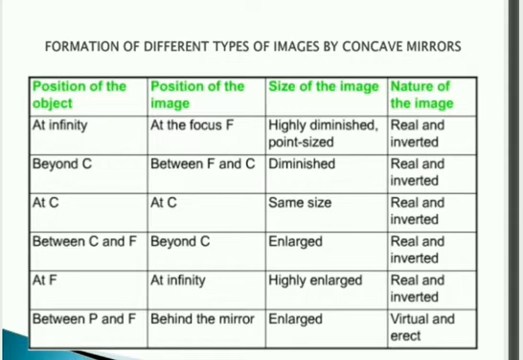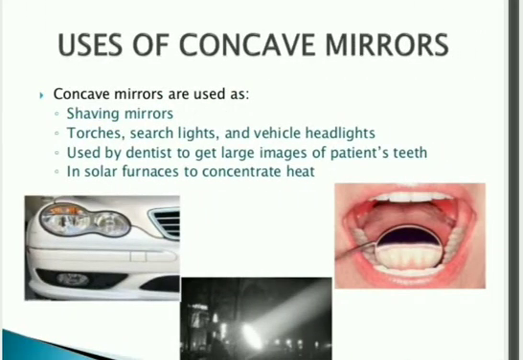and here is the table that shows where we will keep the position of object and where we are going to get image. Then size of the object, earlier it was highly diminished, then we will find diminished, then same size, then enlarged, then highly enlarged, and then again enlarged, behind the mirror, virtual and erect. So in our previous 5 cases we are getting the real and inverted image, and in the last when we keep the object between P and F, we are going to get virtual and erect image. So I think these ray diagrams are clear to you.